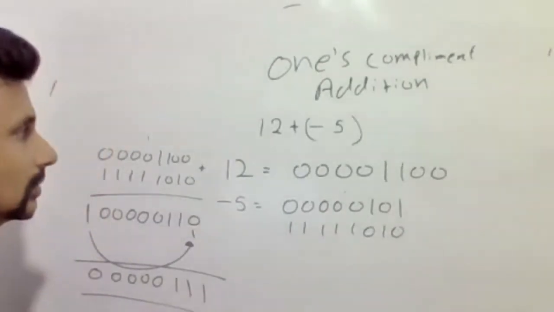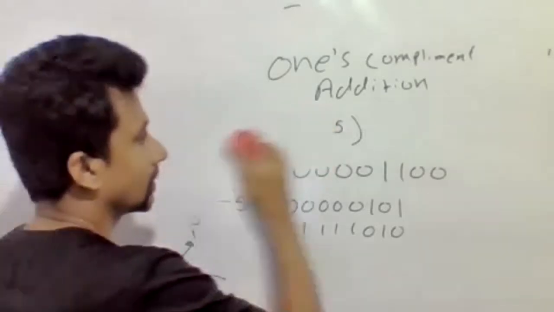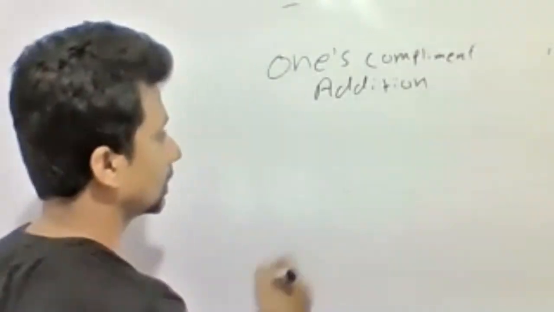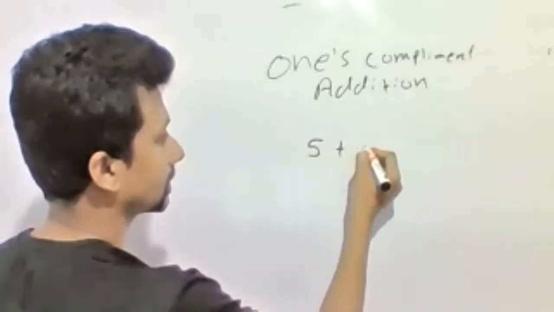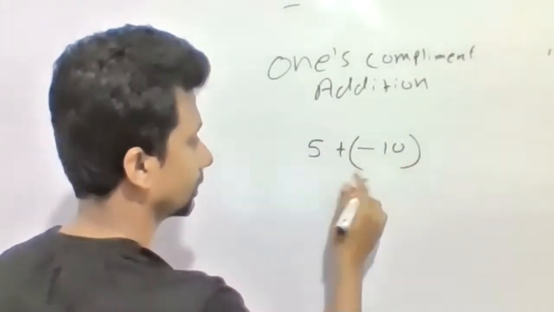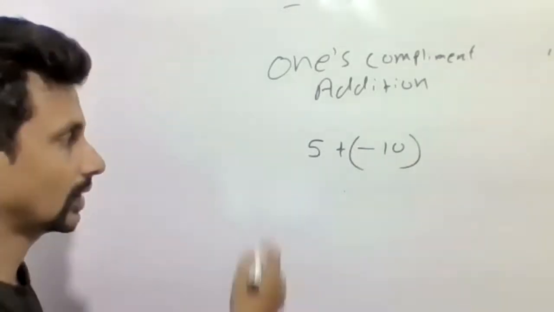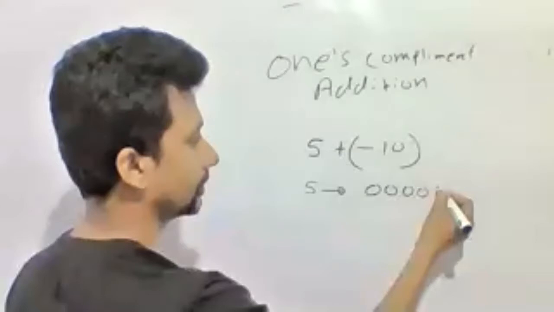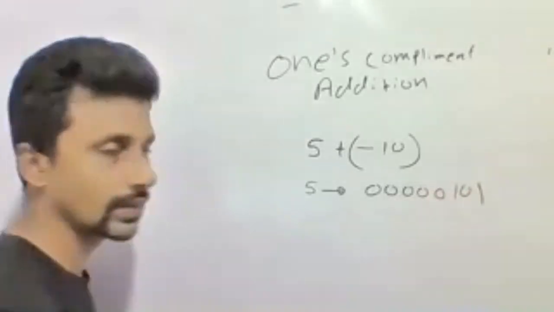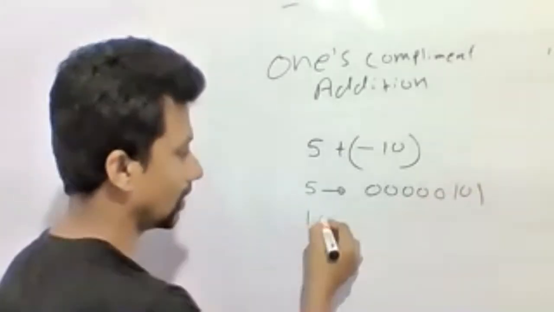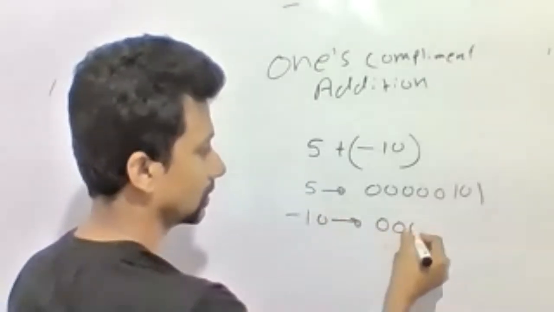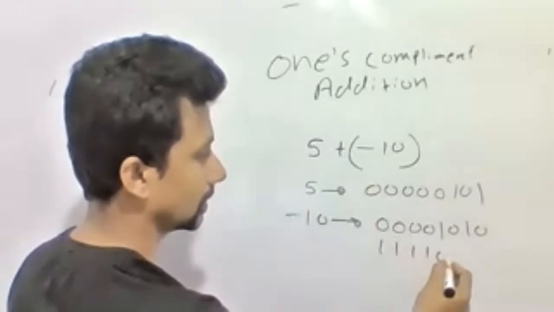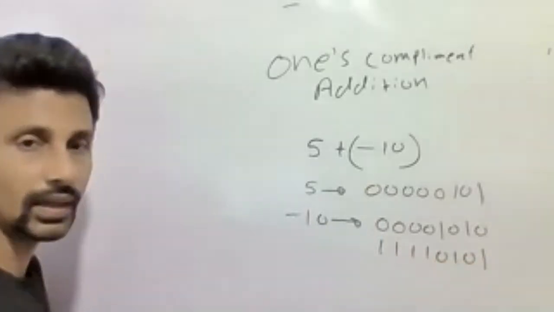I'll take another example. Now this is something else. I'm going to add 5 plus minus 10. So 5 I am finding here as 0 0 0 0 0 1 0 1. This is positive. Minus 10 is negative. So you have to find out the 10 first: 0 0 0 0 1 0 1 0. Flip the bits: 1 1 1 1 0 1 0 1. So this is the minus 10. Now you are going to add them together.